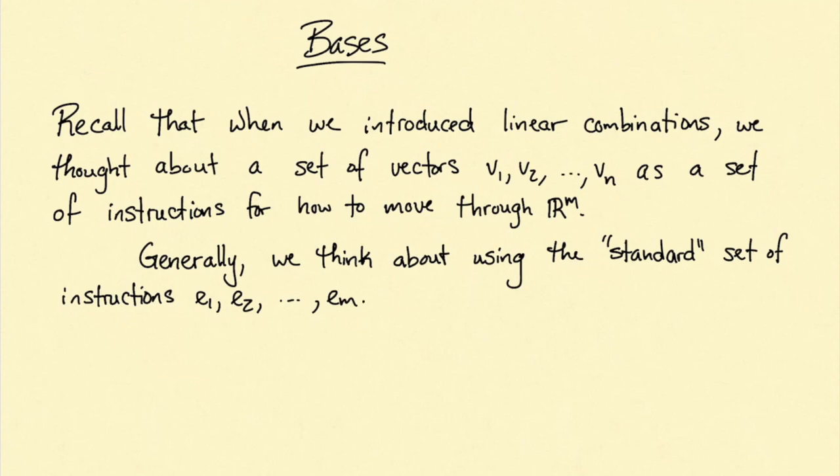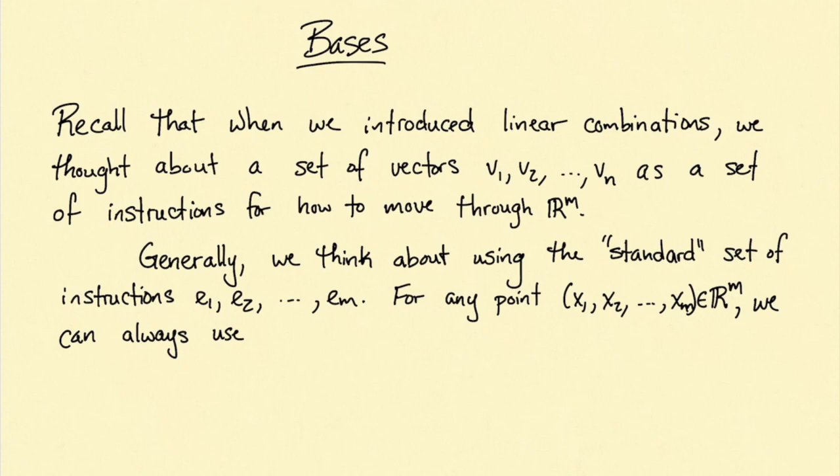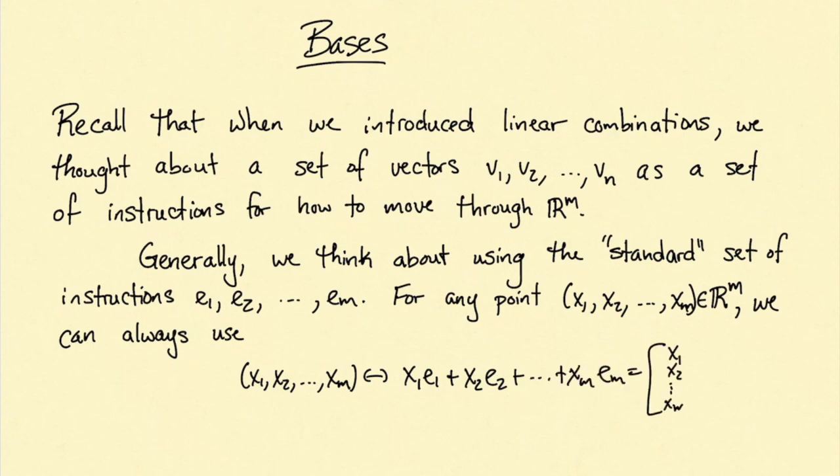One reason why it's nice to use these instructions is there's an easy way to represent any point in Rm as a linear combination of these vectors. That is, for any point x1, x2, down to xm in Rm, we can always think about this point as corresponding to the vector x1 e1 plus x2 e2 plus etc. plus xm em, which is the vector whose coordinates are x1, x2, down to xm.